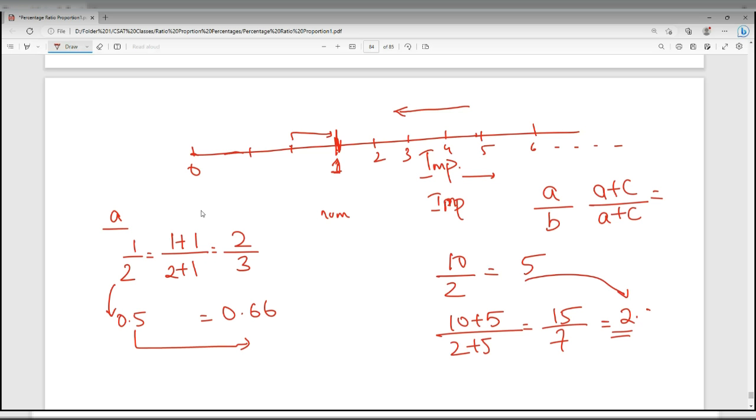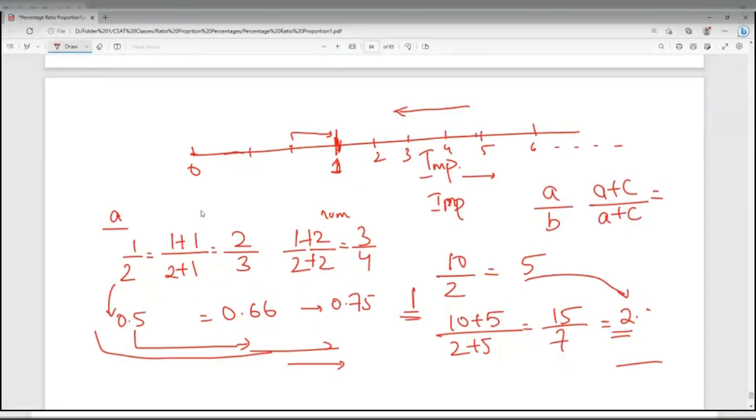Now again, if I take the same fraction and add 2 to both, it will be 3 by 4. Now 3 by 4 is 0.75. Again it has increased, and somewhere here 1 is there. So from 1 by 2 it is slowly moving towards 1, and from here it is slowly moving towards 1. But here when it is going towards 1, the value will increase. Here the value will decrease. If it is an improper fraction, the value will decrease. If it is a proper fraction, the value will increase.